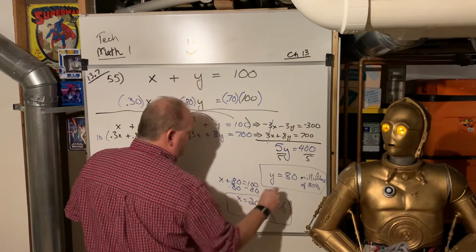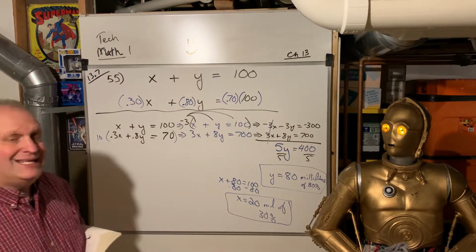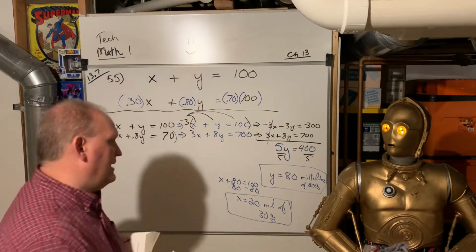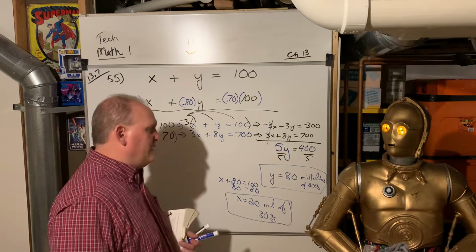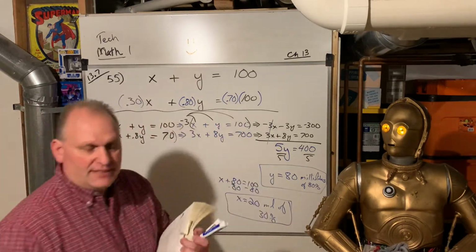Which does make total sense that this would be most of it, because 80 is closer to 70 than 30 is to 70. So we just have to add a little bit of the 30% stuff to kind of water it down to get it to that desired 70%.